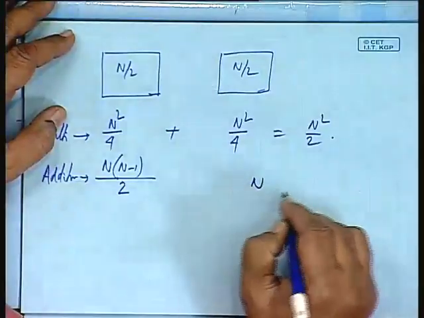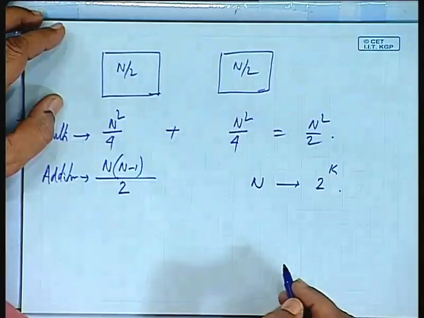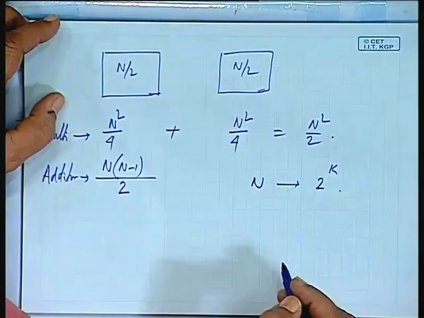So, how long can you go? If you keep on halving it, that means the original number n should be an integral power of 2. Okay. So, if you have 8 points, I can halve it into 2 4s, then again each sequence of 4 can be halved into 2 point sequence. When it comes to a 2 point sequence, then it becomes very simple.